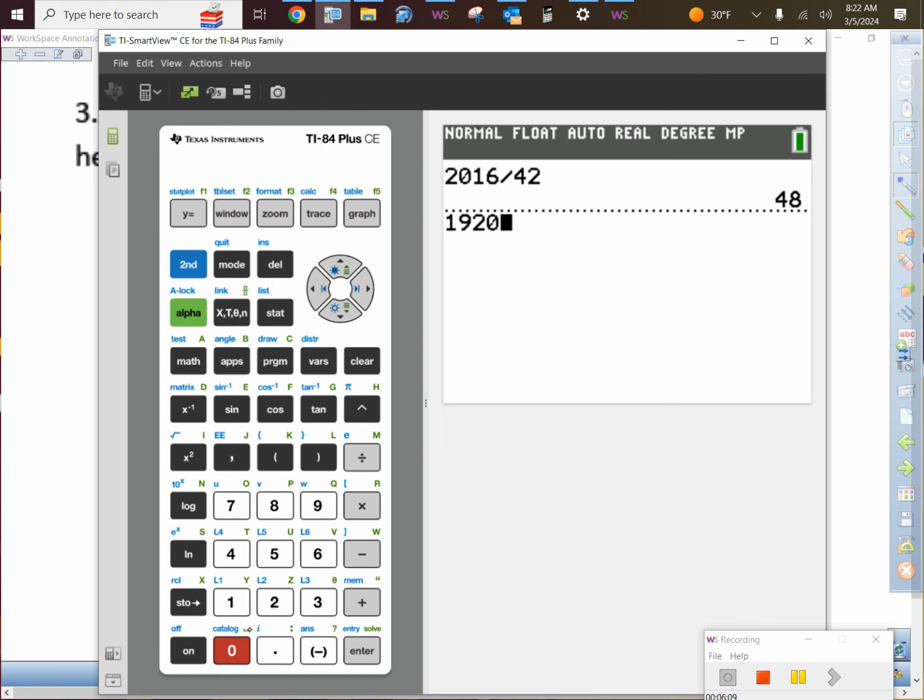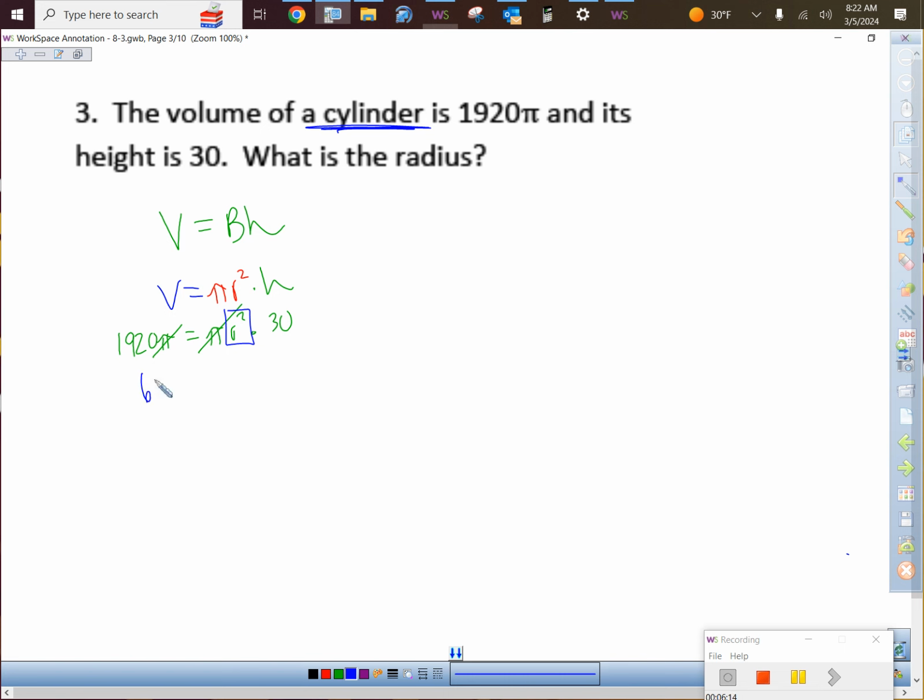Yep, let's take that 1920 over there and divide it by 30, and that is awesome. Not only is that the right move, 64 is a fabulous number. What's so great about 64? Perfect square. So we're going to square root both sides.